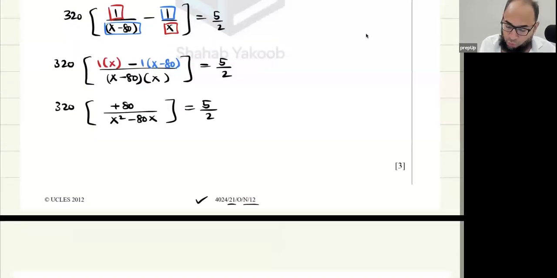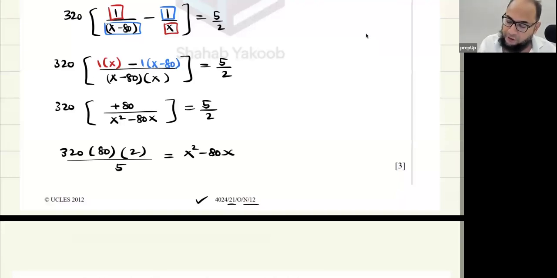So what we do is that 320 into 80 into 2 divided by 5 is equals to x square minus 80x. I took this thing, 5 over 2. 5 has gone down, 2 goes up over here, 320 is there, 80 is there. Just keep track of everything. It should be very, very meticulous working.